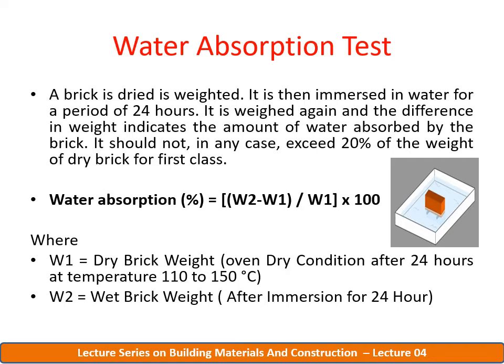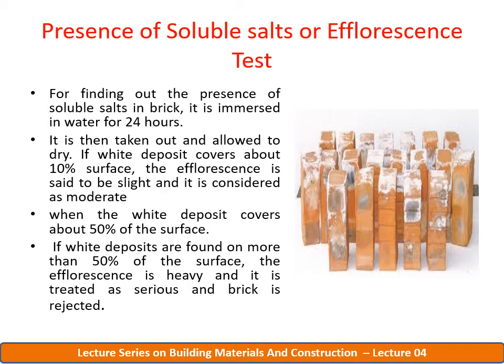So let's start with another type of test, that is the presence of soluble salts, or efflorescence test. This is the efflorescence test which has taken place. Efflorescence, that is white patches, are seen on the surface of the brick. This indicates a high amount of salts present in the brick. Soluble salt available in the brick causes efflorescence. The presence of such salt can be determined as follows.